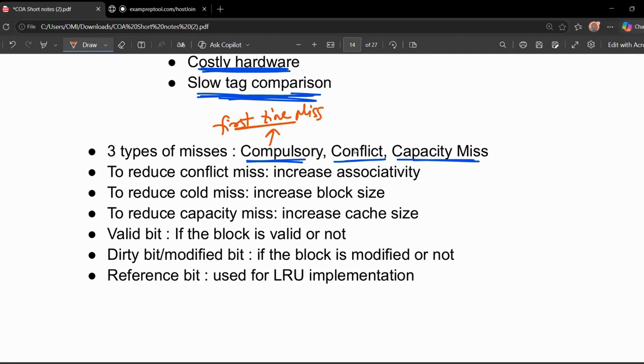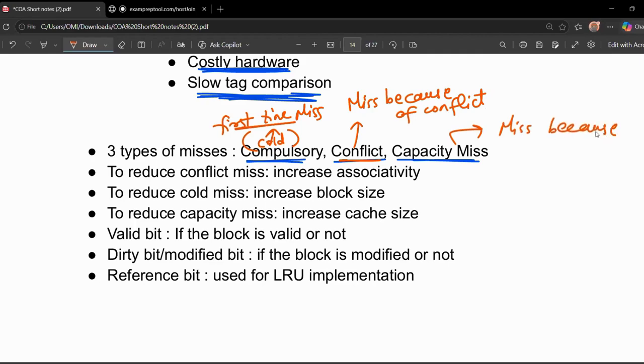Compulsory miss is also called cold miss. Another name is cold miss. Now, what is the conflict miss? It happens because of conflict. The name itself says conflict. And what is the capacity miss? It happens because of capacity.